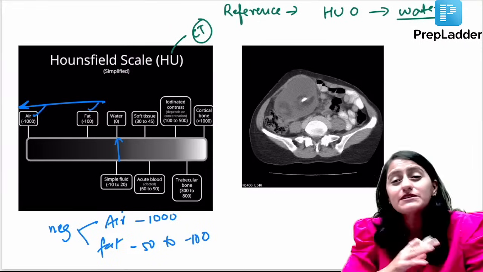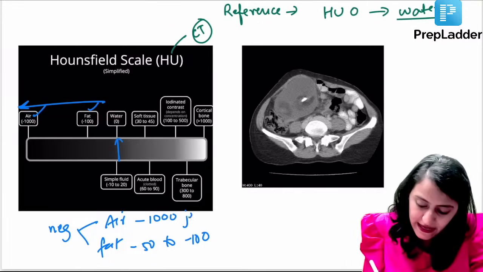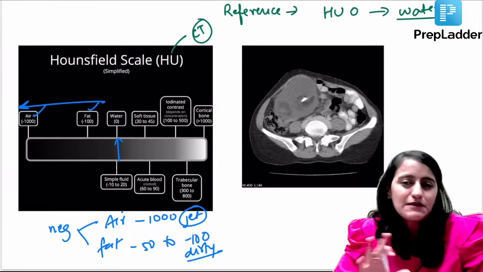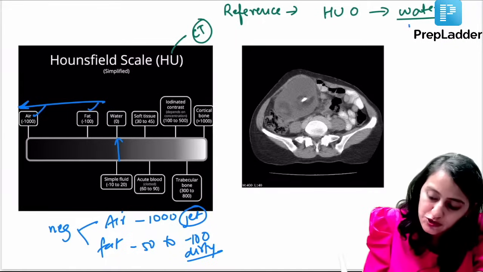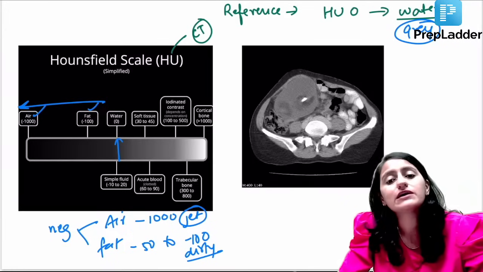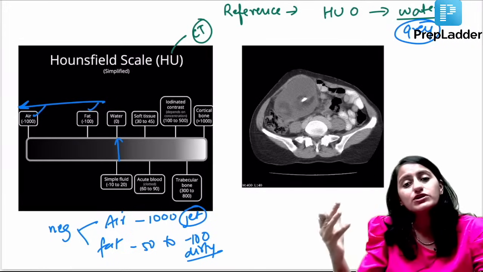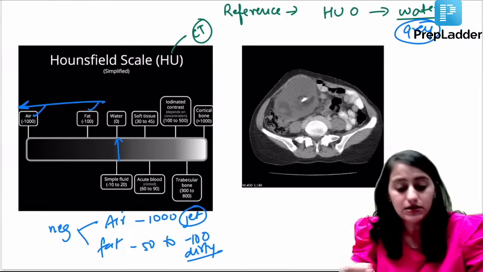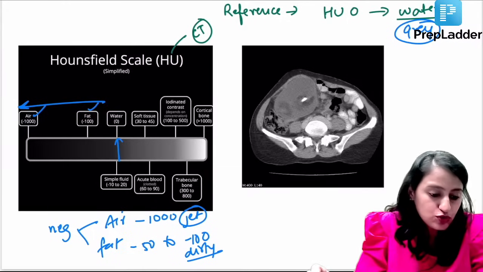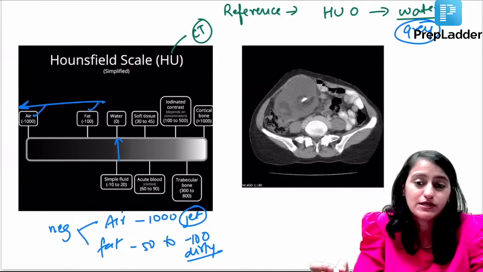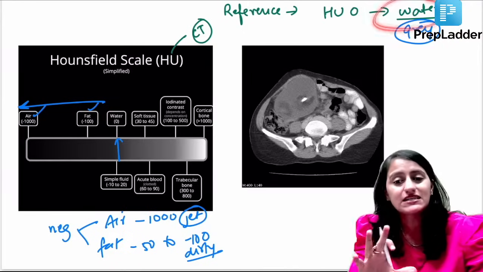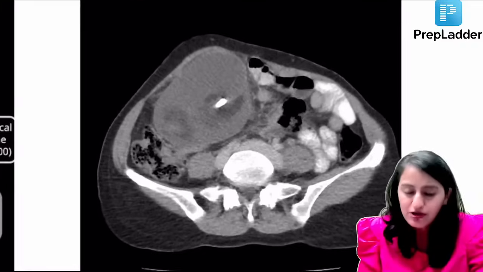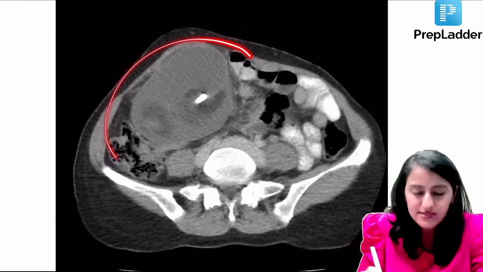Out of that, which will be jet black? Air is going to be jet black, absolutely black. Fat is said to be dirty black, like black but not jet black. Water is said to be gray. Water, fluid appears gray. Whatever is more dense than water, like the bones, the contrast, will appear more bright as compared to water. If you want it to be specifically correct, it is distilled water which is 0.